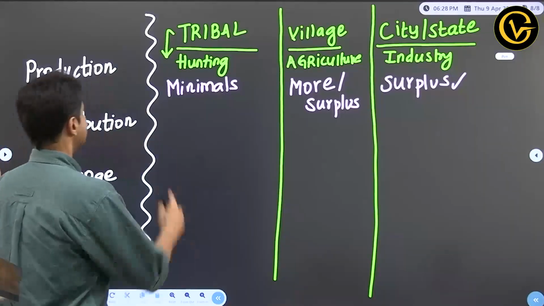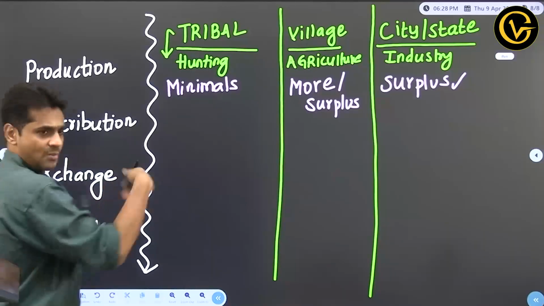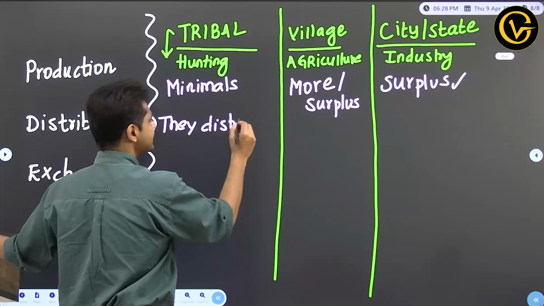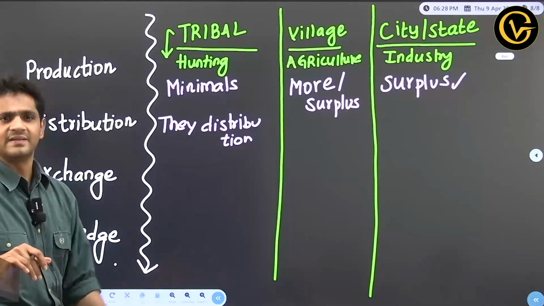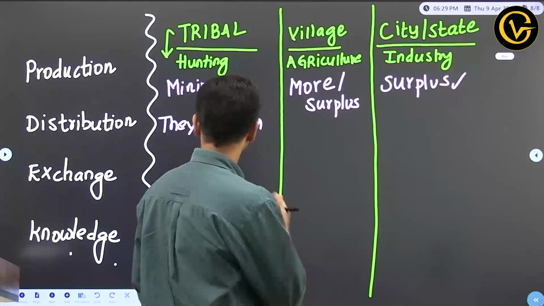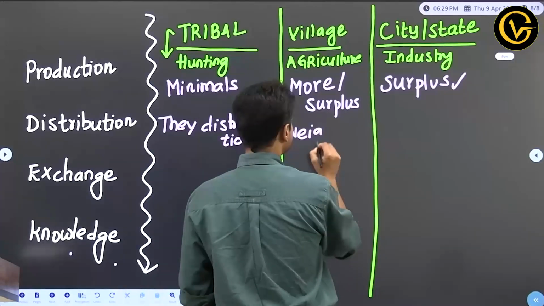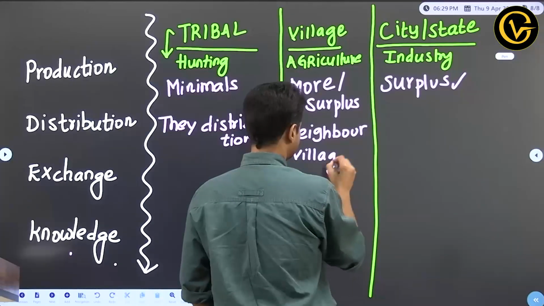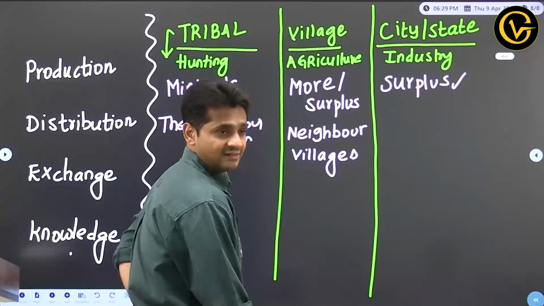Distribution in a small, simple tribal society, is there scope for distribution? Yes, they distribute among themselves. But their distribution is easy, right? There won't be any monetary transactions also. Simply they produce and they distribute. Then at a village level, there will be somewhat surplus. So they trade with neighbor villages.